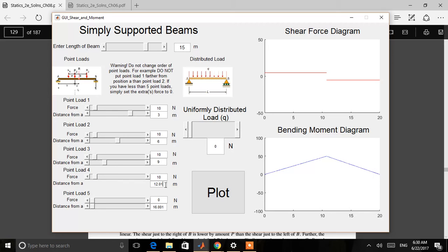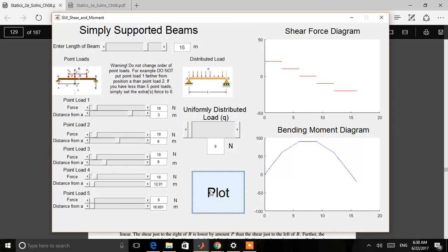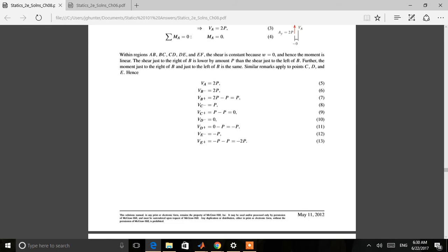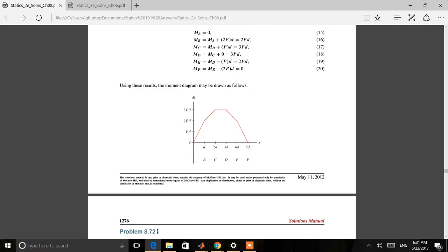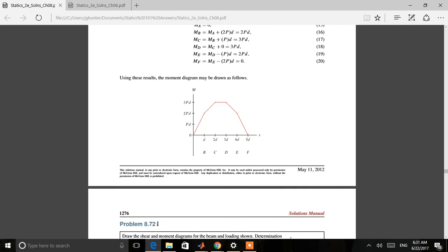Oh, that needs to be 12.01. Has to be just a little bit big enough to be in the range for it to work. And let's go ahead and plot. Alright, shear force diagram, bending moment diagram, nice stair step, and a little tent shape. Let's go over to the answers. We have our nice stair step diagram, and we have our nice tent shape for the moment.